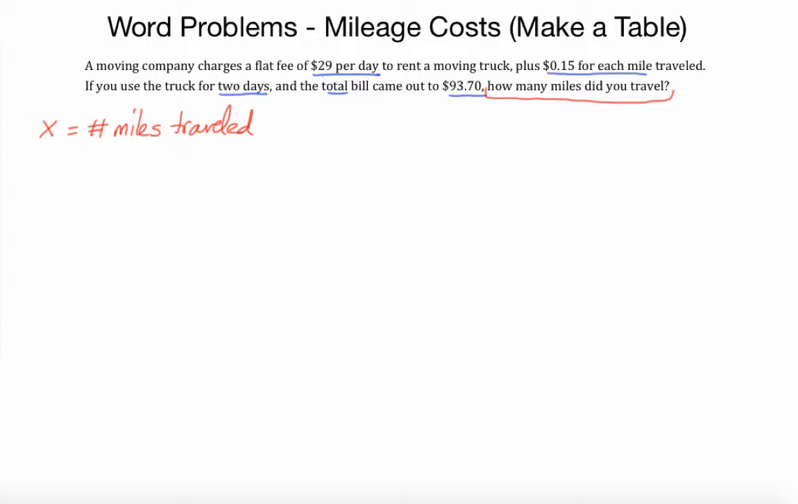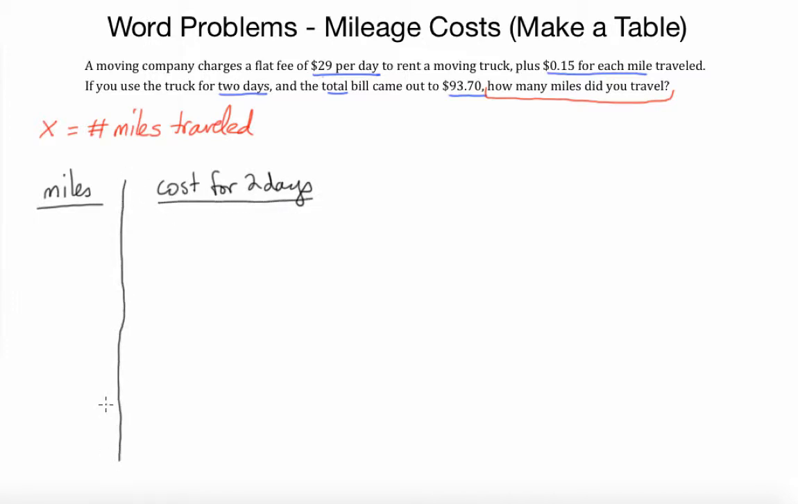So oftentimes I'll make a chart and say, okay, let's get a pattern or a sense of what's going on here. Let's play with some numbers. I know that I'm traveling a certain amount of miles, and as I travel, the total cost for 2 days should increase. So let's play around with some miles. If I go 0 miles, how much is it going to cost if I hold on to that truck for 2 days and just sit it there in my parking lot?